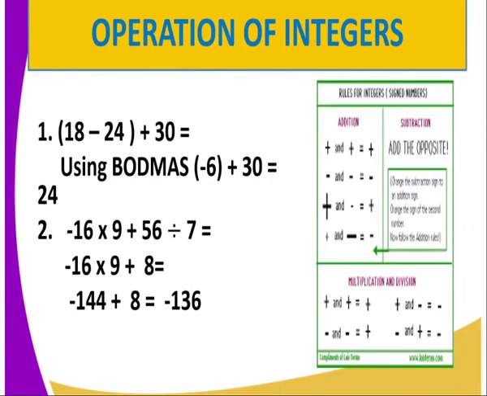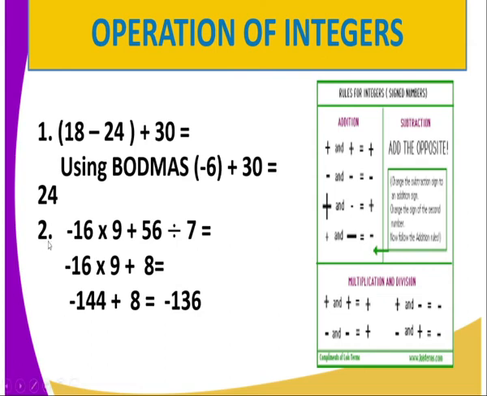We can have what we call operation of integers, where you are required to operate 18 minus 24 in brackets, then add 30. When using brackets, we use BODMAS, where B is for brackets, O is for of, D is for division, M for multiplication, A for addition, and S for subtraction. We keenly follow BODMAS. So we first work out whatever is in the brackets: 18 minus 24 gives negative 6. Then we add it to 30: negative 6 plus 30 gives positive 24.